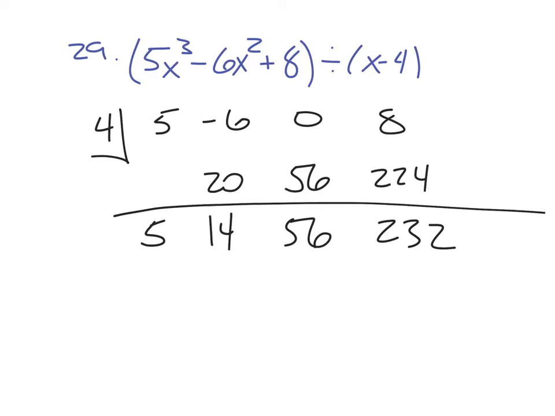Nice. Thank you. All right, so then what's the answer then? 232 over 4. There it was, okay. 232 over what though? x minus 4.